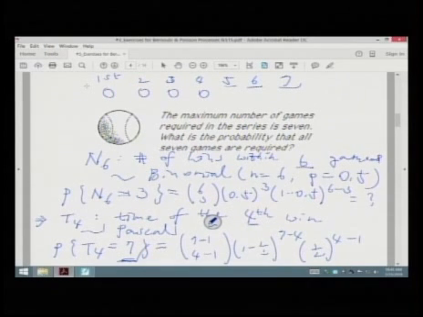So for this problem, we can solve by using the binomial distribution or using the Pascal distribution. It's up to you. It depends on how you define the random variable. Okay, so can you move to the next question? Okay.